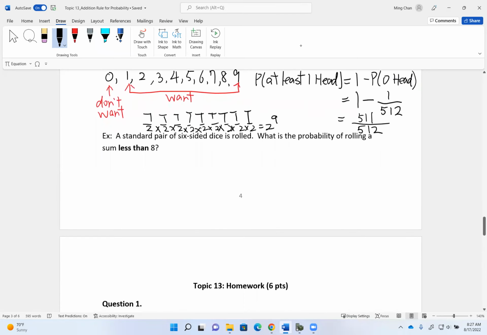All right, a standard pair of dice. A standard pair of 6-sided dice is rolled. So I'm rolling 2 dice. Think about this: 2 dice, each die has 6 outcomes, one followed by the other, so 36 is the total possible outcome. What's the probability of rolling a sum that is less than 8?